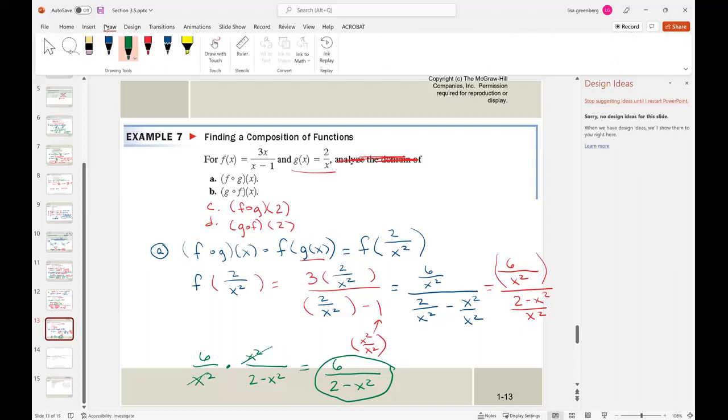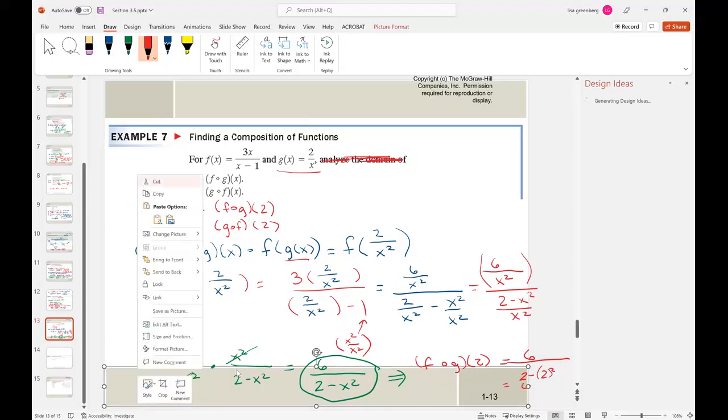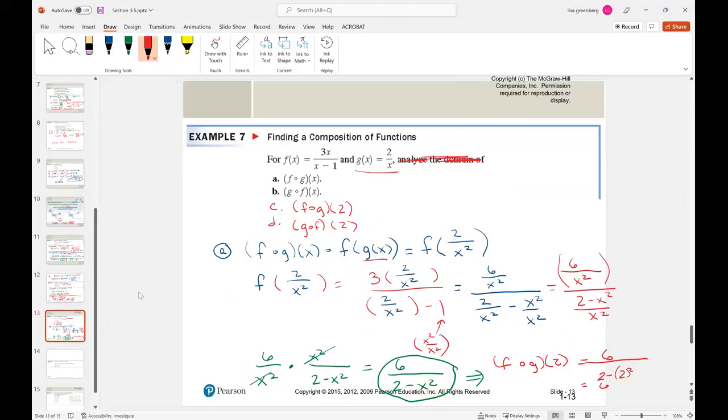Okay. So I could just say here, I get F composed with G of 2 is going to equal 6 over 2 minus 2 squared, which is equal to 6. Let me try to get rid of this little bar at the bottom.